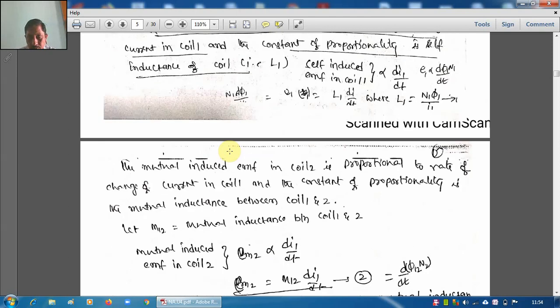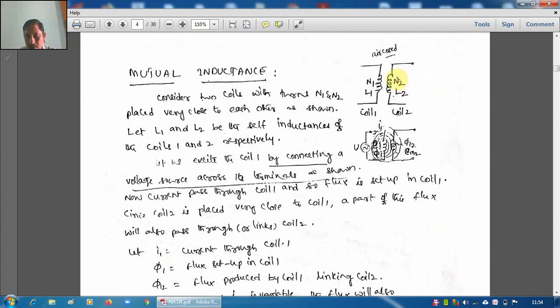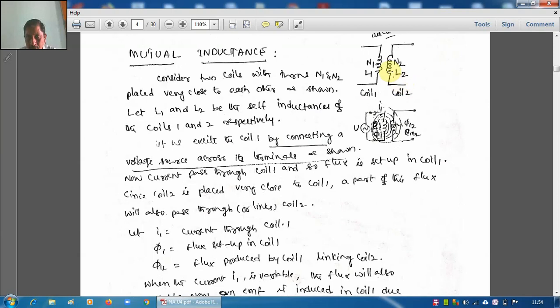N2 means the number of turns of coil 2, and phi 12 is how much flux is linked to these turns. We have already explained: out of the total flux of coil 1, some flux is linking with coil 2 having N2 turns. That flux is phi 12. So the flux linking with coil 2 is phi 12, and that flux is to be used.